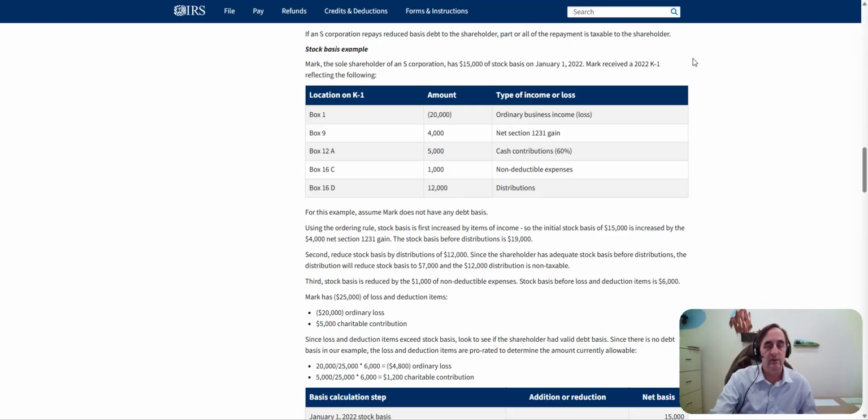At the end of the year, the IRS is going to ask us to report a couple of things to them. Number one, box one is your profit for the year or loss. And then down here in box 16D, distributions. That's the money you took out of the business afterwards.